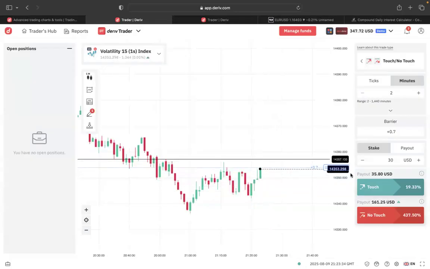And remember, I'm always anticipating what? A pullback after a break of structure or a change of character. So once I get my change of character or a break of structure, I'm not trading at that time because I'm anticipating a pullback. All right, so that's what I'm going to do.